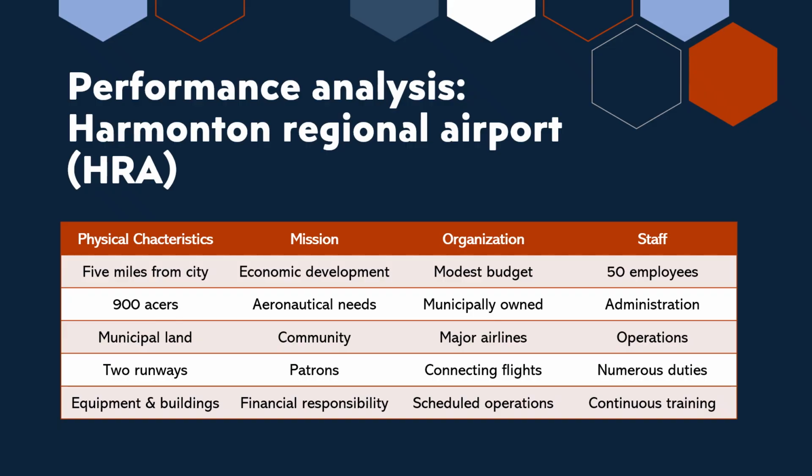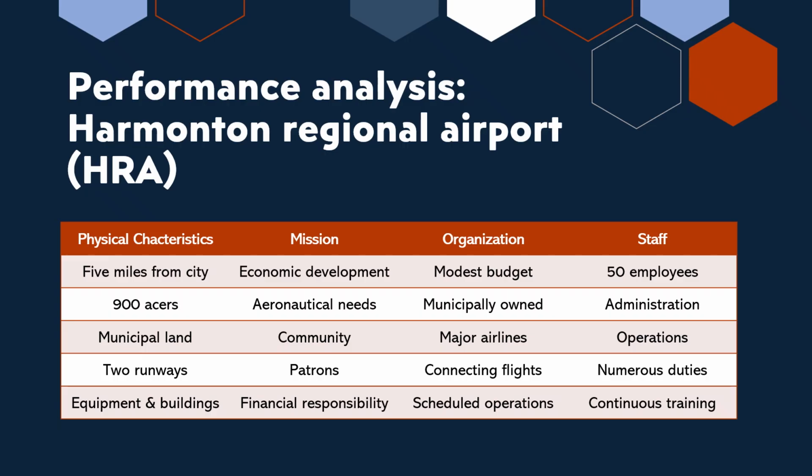Harmonton Municipal Airport, or HRA, is located approximately 5 nautical miles from the fictional city of Harmonton, which owns and operates the airport. The municipality is located in a relatively remote part of the American Midwest and operates on a modest budget. The mission of the airport is to foster the economic development of Harmonton by supporting the aeronautical needs of the local community and its regional patrons in a financially responsible manner.